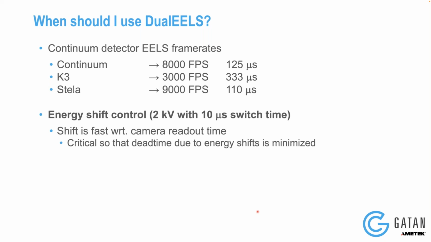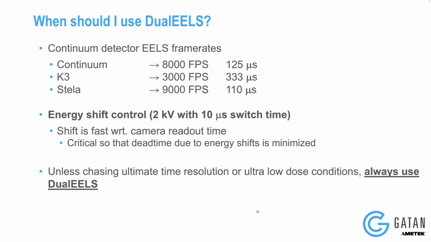But even if we're going that fast, the energy shift control is still, remember, only 10 microseconds. So that shift is very, very fast with respect to all of those camera readout times. And that's really critical, so that essentially what we're presented with is a scenario where our dead time due to our energy shifts is really minimized. So unless we're chasing ultimate time resolution or ultra low dose conditions, really we always want to use DualEELS. We're not really paying a dead time penalty to use DualEELS on the Continuum.